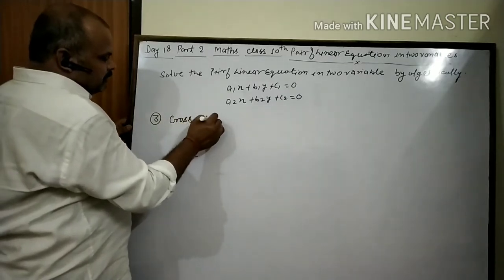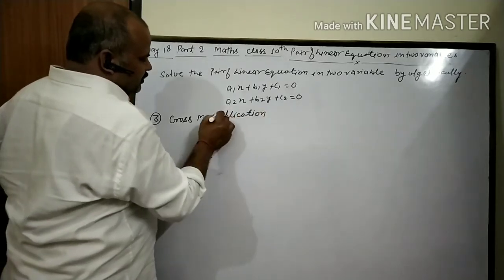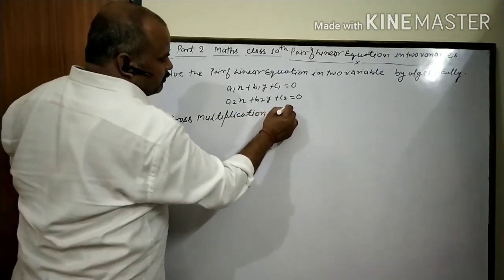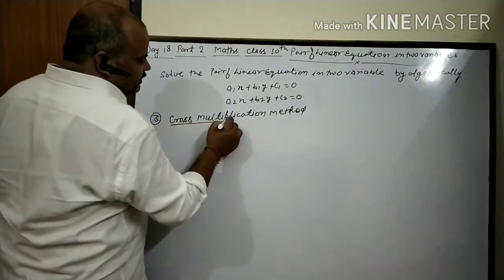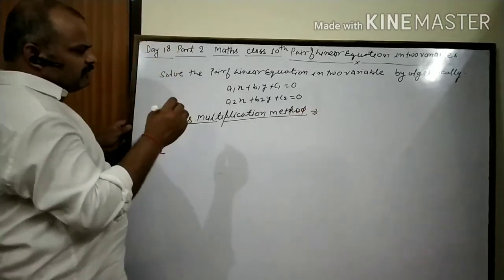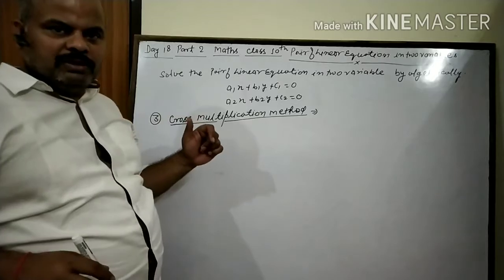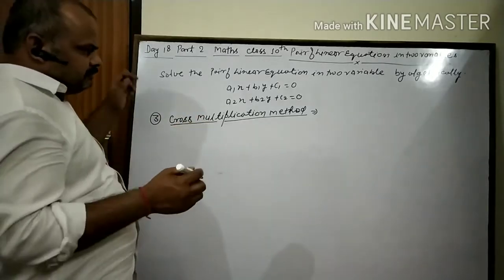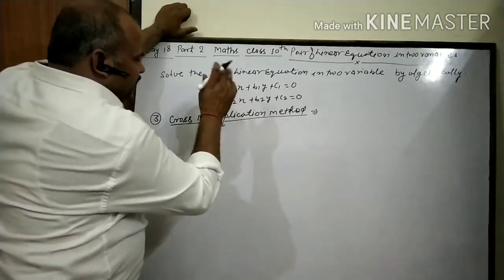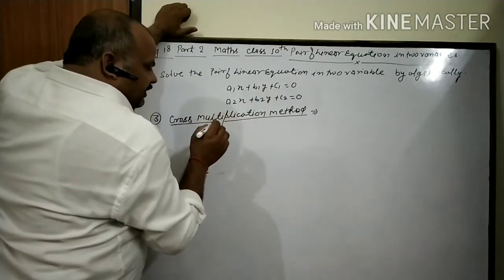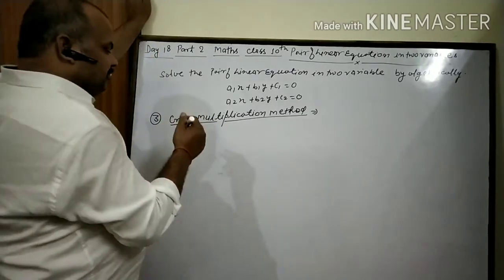Cross multiplication. In the cross multiplication method, first of all we need to know the formula. Clear? There is no need to prove the formula. We can write the formula directly, and everyone should try to understand how we can make the formula.